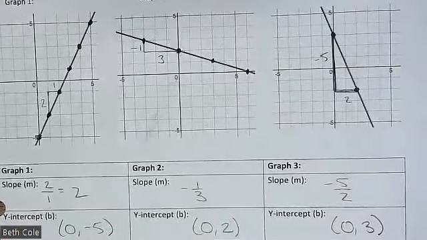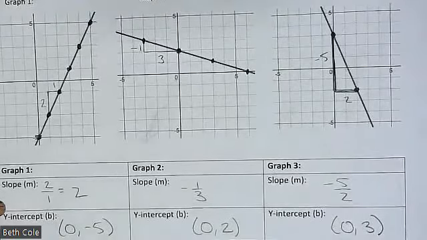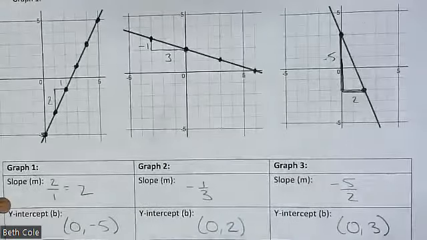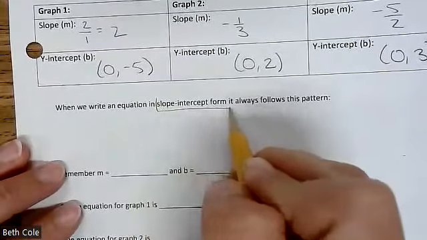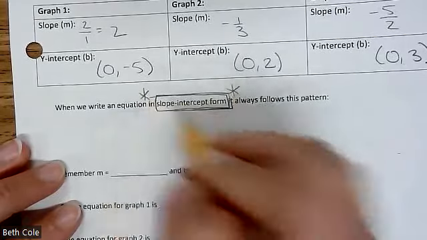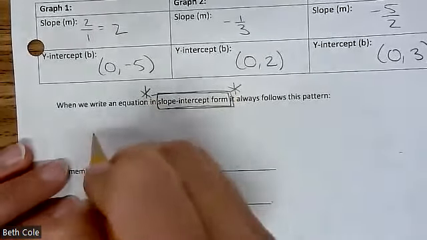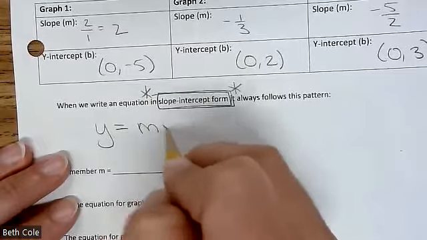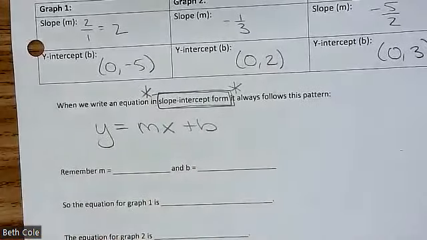So that's stuff we've learned before. We've done slope. Last class we did intercepts. Here's what we're doing today. Here's the new thing. We're going to write equations in slope intercept form. I don't know if you want to highlight that or box that in, put some stars next to that. Your slope intercept form is y equals mx plus b.